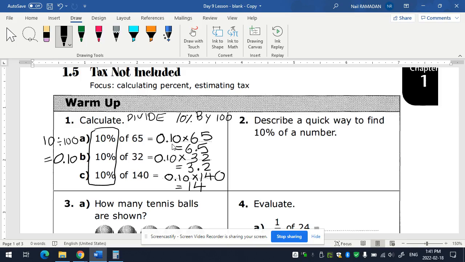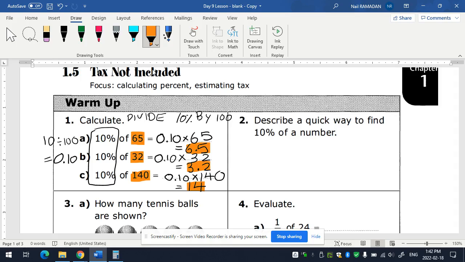Number two, describe a quick way, maybe in your head, to find 10% of a number. I want you to notice something here. Everyone, just look at the screen, because I'm going to show you something that will make it so much easier whenever you deal with 10%. What's this number here? 65. What's the new number? 6.5. What's this number? 32. What's the new number? 3.2. What's this number? 140. What's the new number? 14. Guess what? Just move the decimal point. How many spots? One. 65 has an invisible decimal point. There's always an invisible decimal point. Just kick it back once.